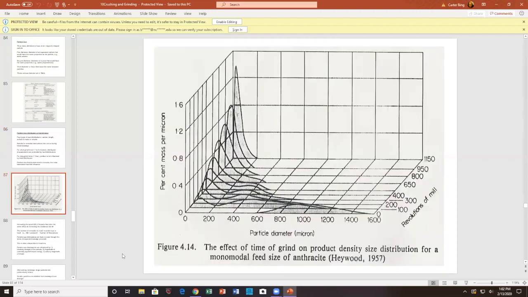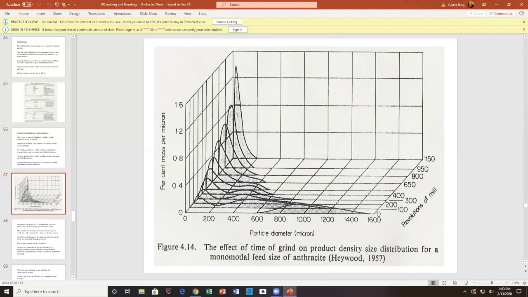Usually, if we take a look at grinding operations, the initial feed distribution is right here. Quickly, after a relatively small amount of time, that distribution moves to some production of fines already, and the larger particles remain but are less in size. So we have size reduction occurring. We have a broad distribution of some sort. Now we have a bimodal distribution.